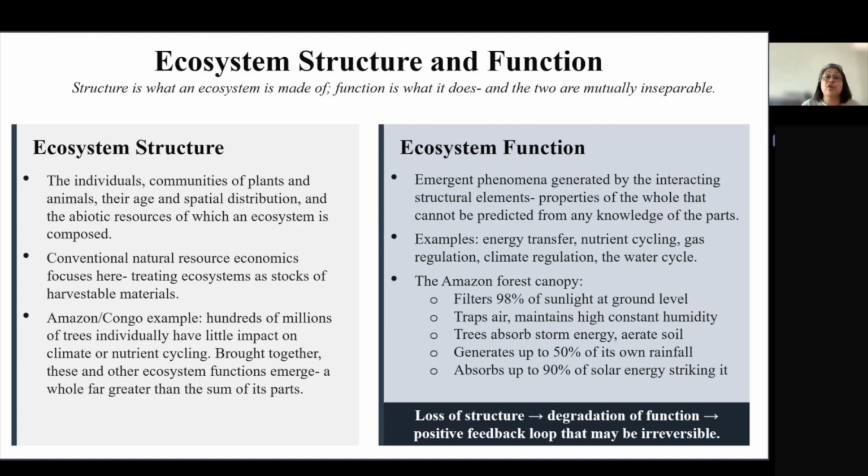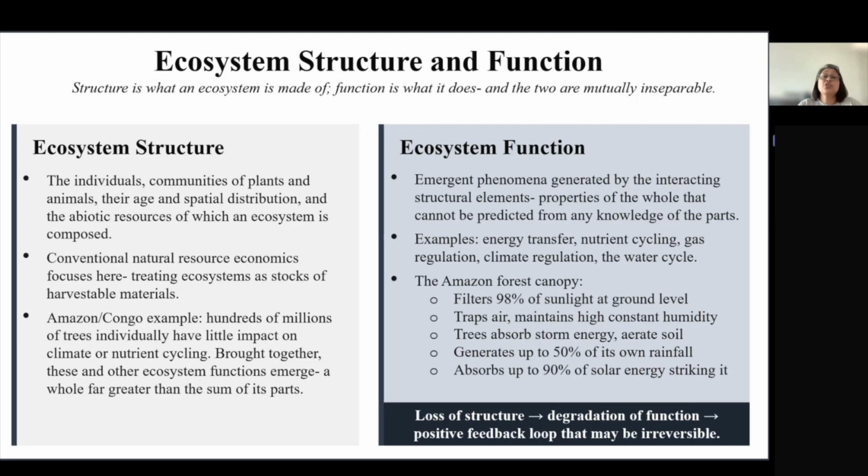Its trees absorb storm energy and aerate the soil. The forest generates up to 50% of its own rainfall through evapotranspiration. It absorbs up to 90% of solar energy that strikes it. None of these properties belongs to any single tree. They belong to the entire Amazon forest system.